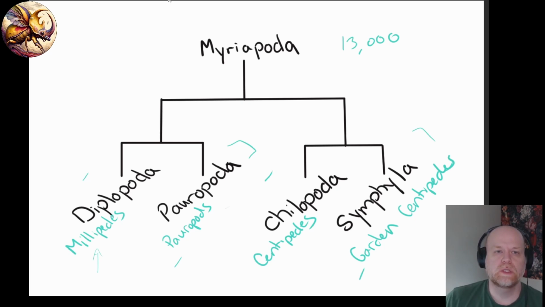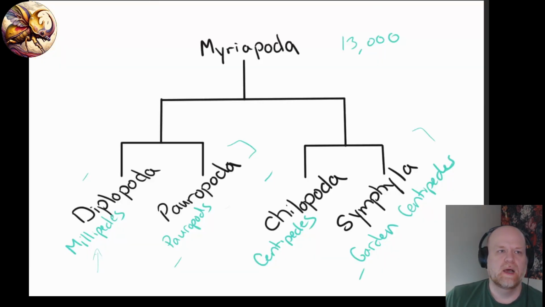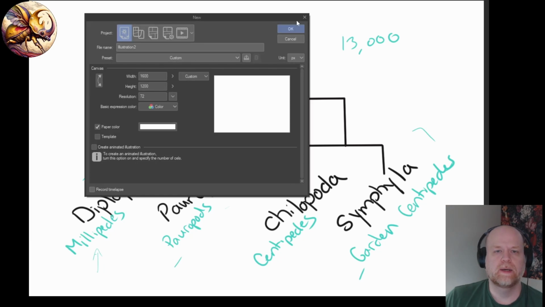So first we're going to look at the diplopods. So how do you recognize... Actually, let's go back a little bit. How would you define a myriapod? So they are metameric, just like the insects and the crustaceans and things.